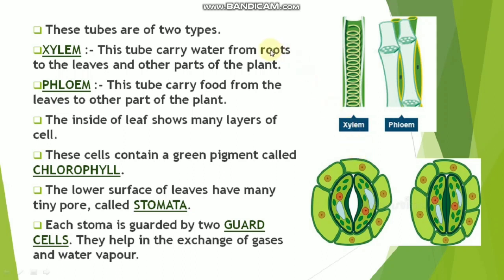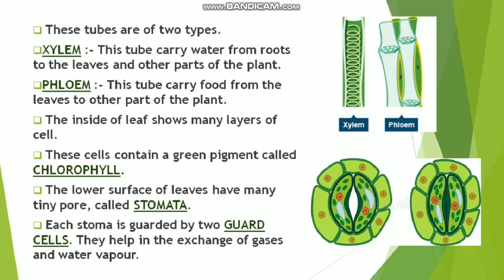And what is the function of phloem? This tube carry food from the leaves to other parts of the plant. In plant, leaves make the food, so this phloem carry this food to other parts of the plant. The inside of leaf shows many layers of cells. Just like our body, plants are also made up of cells, and there are many layers of cells in the leaves. These cells contain a green pigment called chlorophyll. There is a chemical in this cell which is known as chlorophyll. Because of this chlorophyll, the leaves look green.